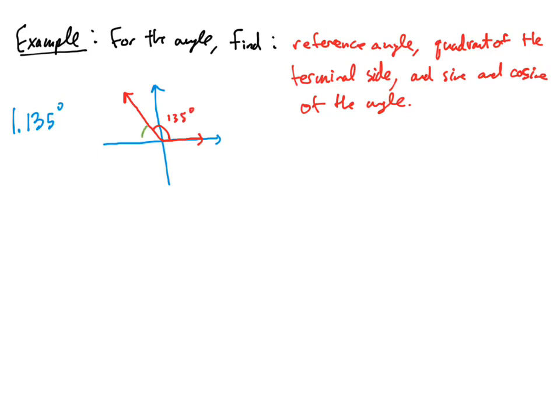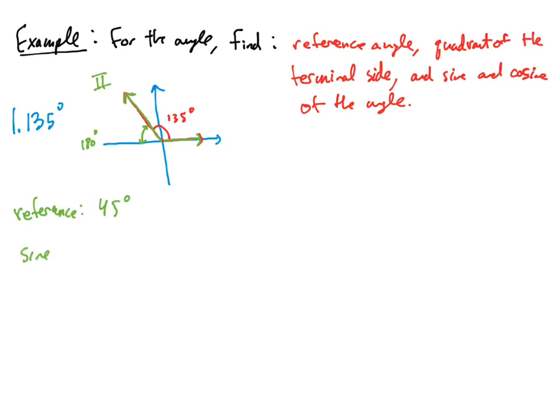So the reference angle is the angle that gets us as close to the x-axis, or the shortest angle to the x-axis. So 180 is halfway around. 180 minus 135, we're left with 45 degrees. So the reference angle is 45 degrees here. The terminal side of this angle is this part, right? The initial side is where we start. The terminal side is where we end. So that's quadrant 2.